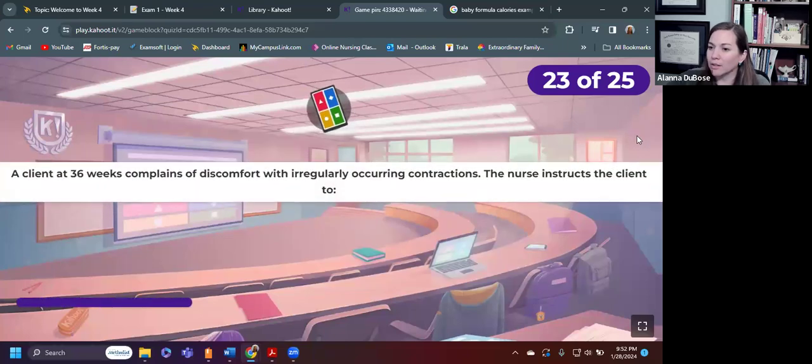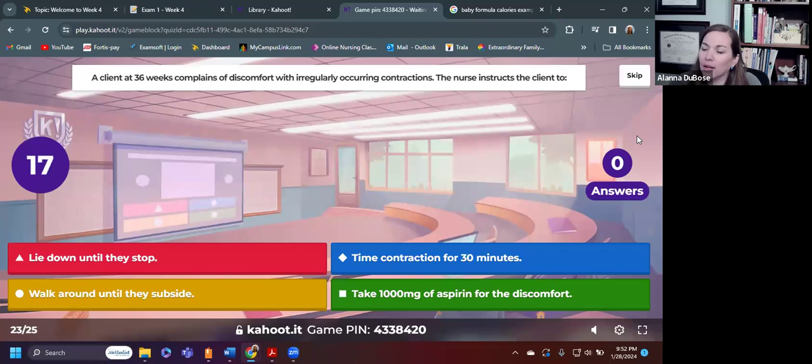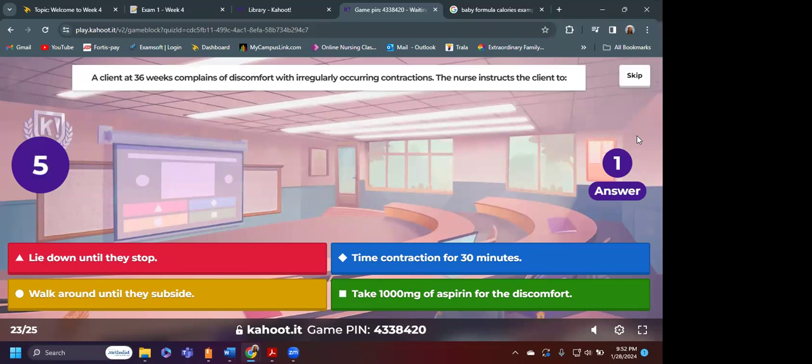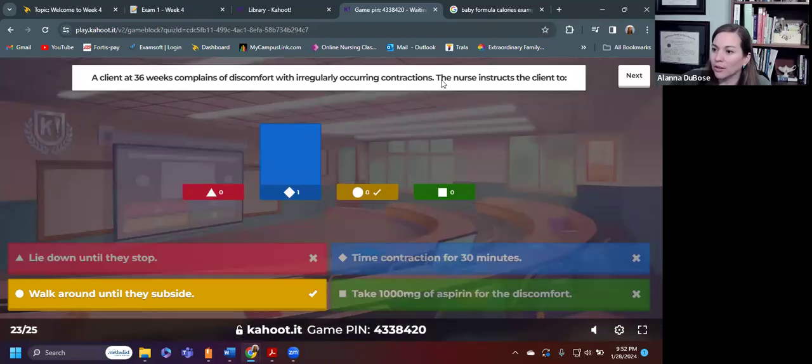A client at 36 weeks complains of discomfort with irregularly occurring contractions. The nurse instructs the client to: red, lie down until they stop; blue, time the contractions for 30 minutes; yellow, walk around until they subside; green, take 1,000 milligrams of aspirin for the discomfort. Yellow. Okay. Latoya said yellow too. Okay.